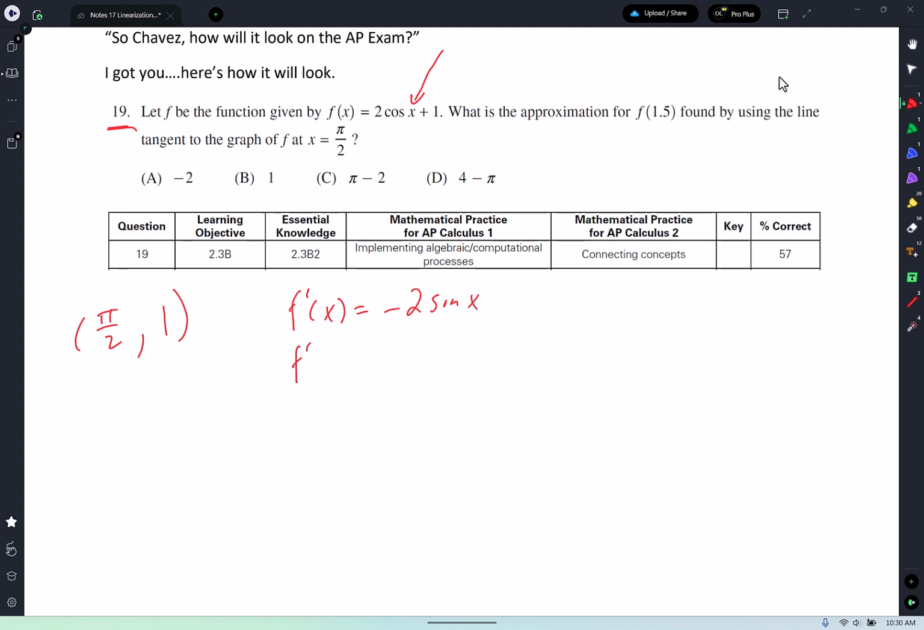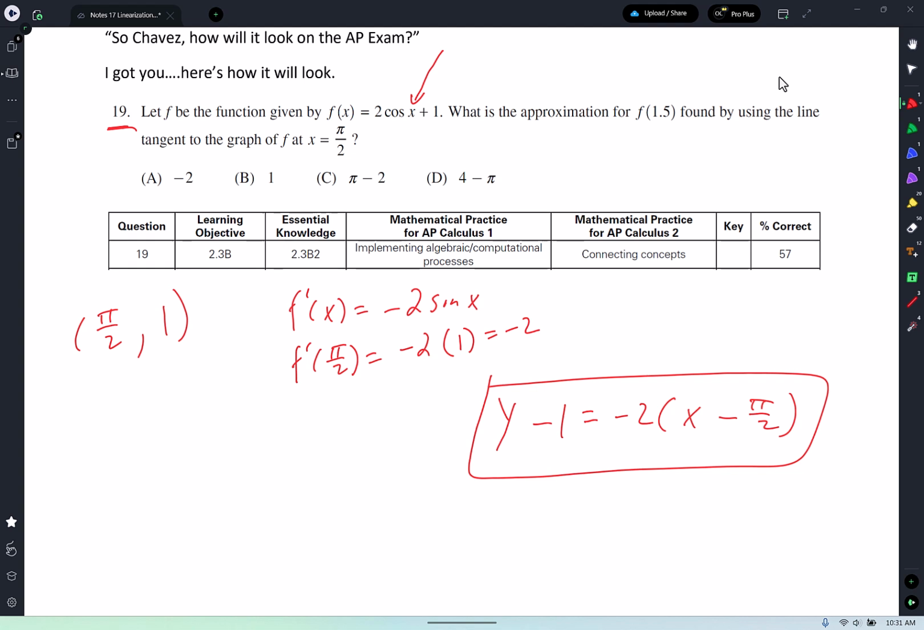I'm going to insert pi over 2. Sine of pi over 2 is 1. Thank you. So my slope is negative 2. They want me to use this tangent line, y minus 1 equals negative 2 times x minus pi over 2. They want me to use this tangent line to approximate f of 1.5.